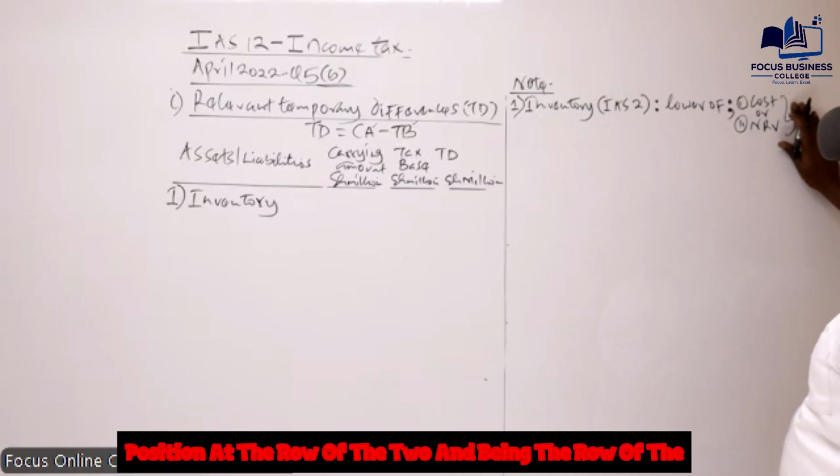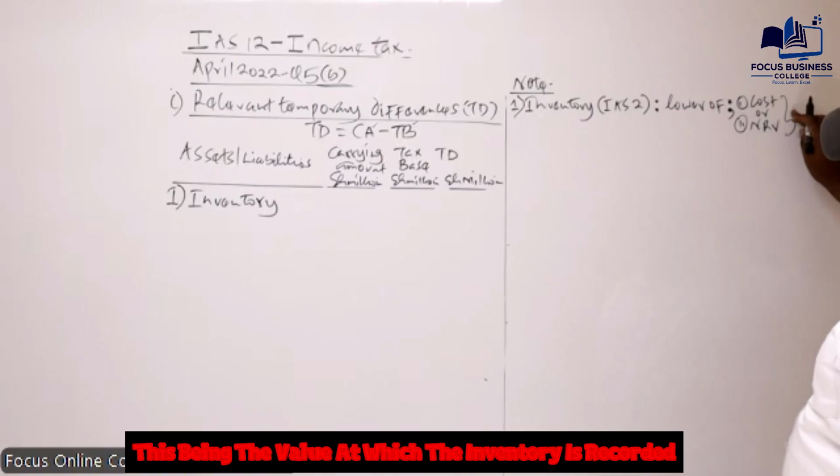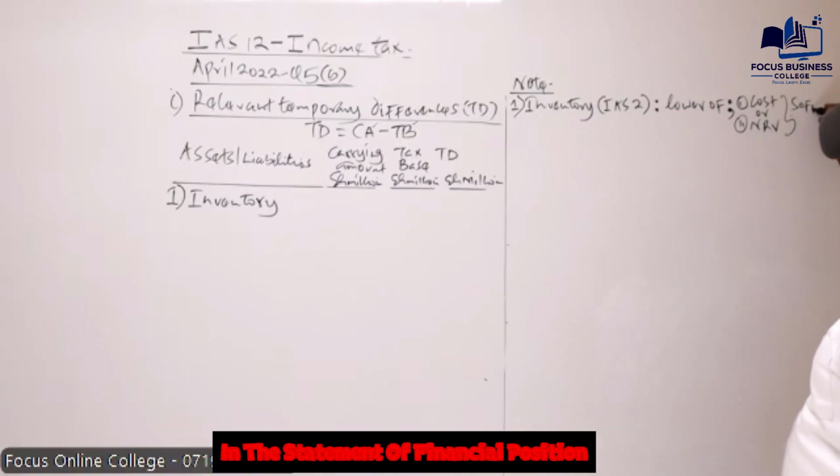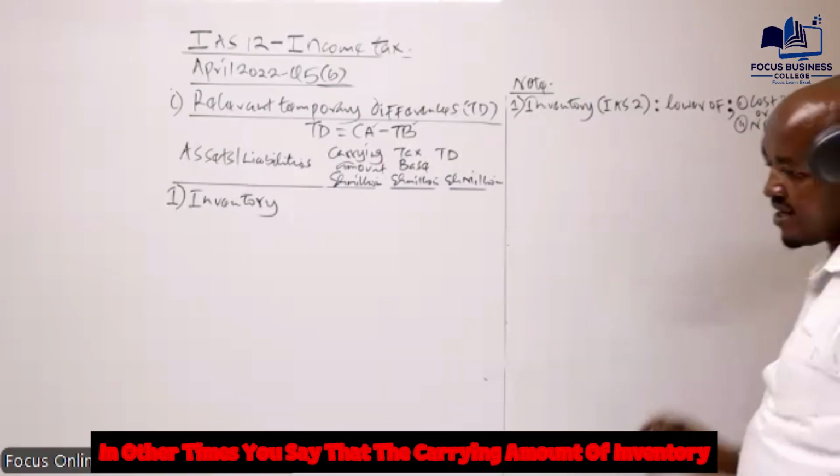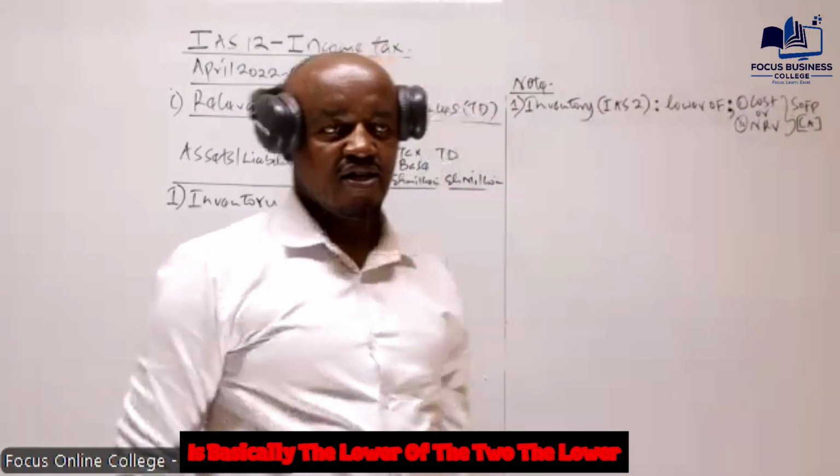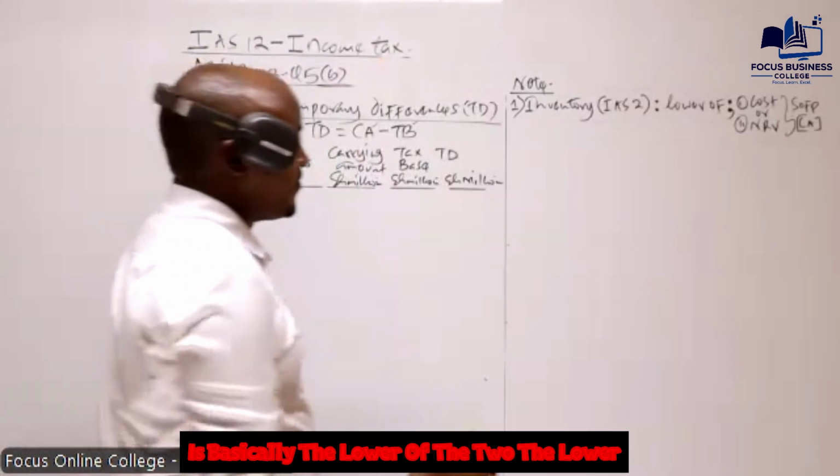And being the lower of the two, this is the value at which the inventory is recorded in the statement of financial position. This one is the carrying amount. In other terms, we say that the carrying amount of inventory is basically the lower of the two.